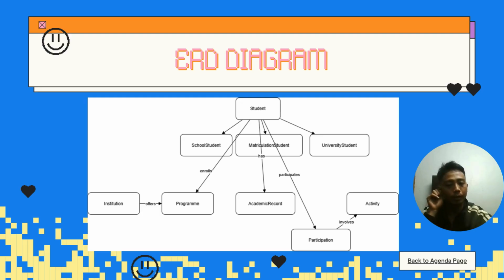For the future entities, at the bottom I include additional entities for future expansion: scholarships, discipline records, and employment. This allows the system to extend beyond academics into full student life cycle tracking. Overall, this ERD is designed to balance flexibility and structure while accurately representing real-world educational processes.